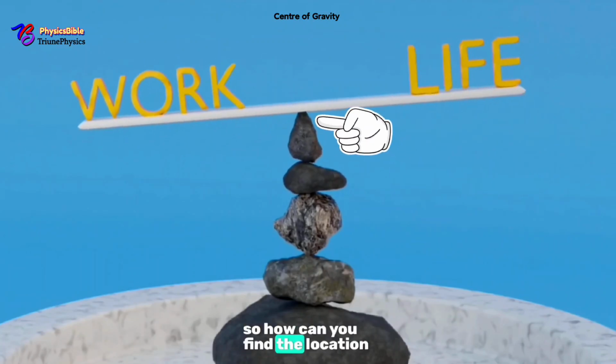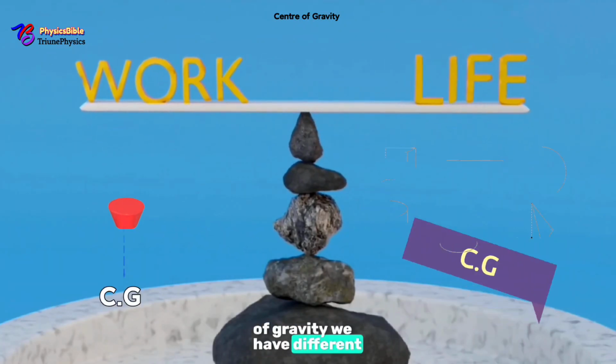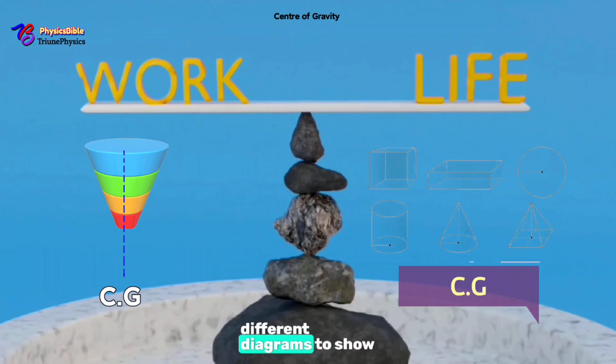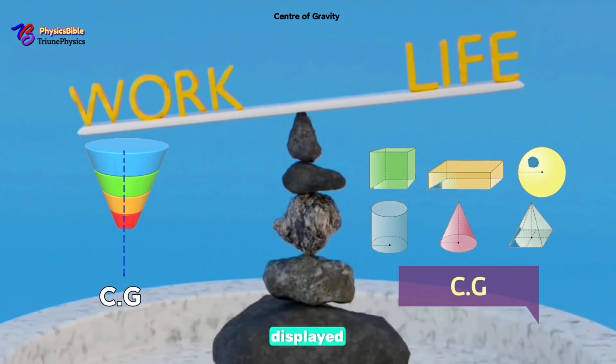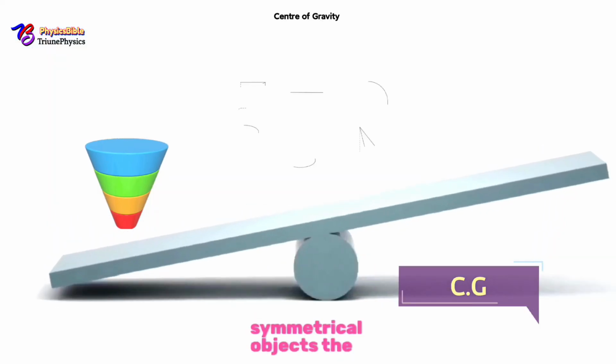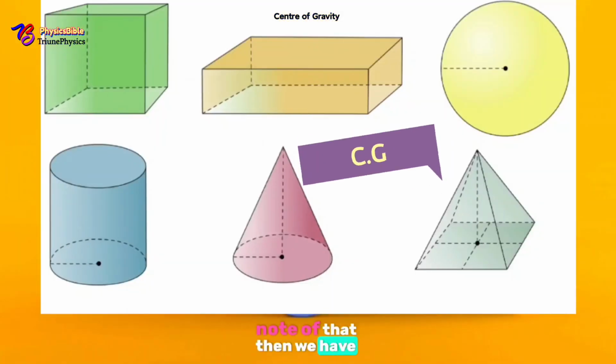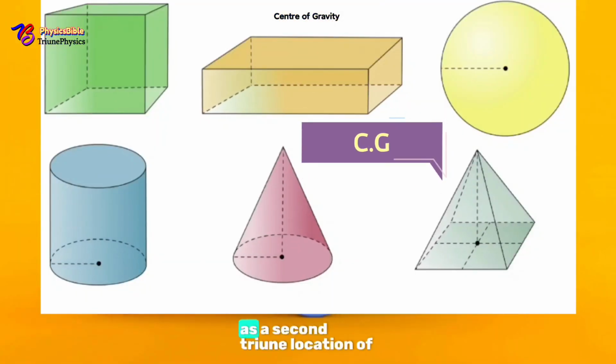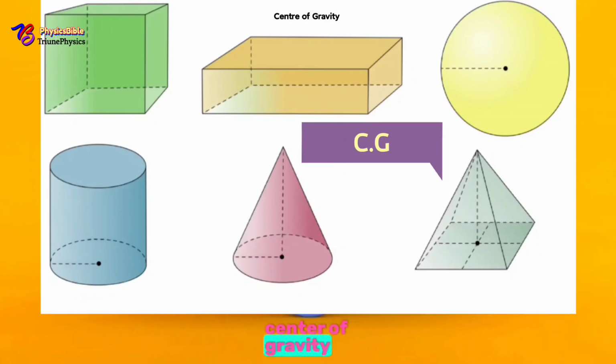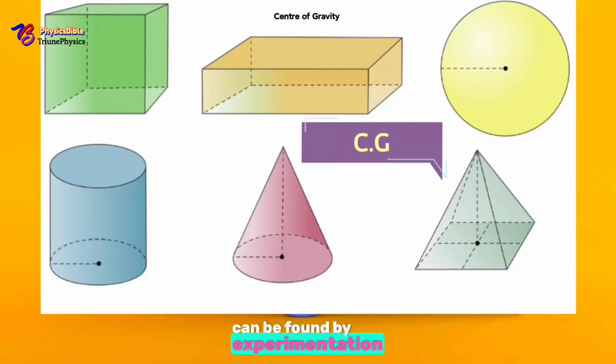So how can you find the location of the center of gravity? We have different concepts and different diagrams to show for that. You can see them being displayed on your screen. Number one, we have symmetrical objects. The center of gravity is at the geometric center. Take note of that. Then we have asymmetrical objects. As a second method, the location of the center of gravity can be found by experimentation or calculation.